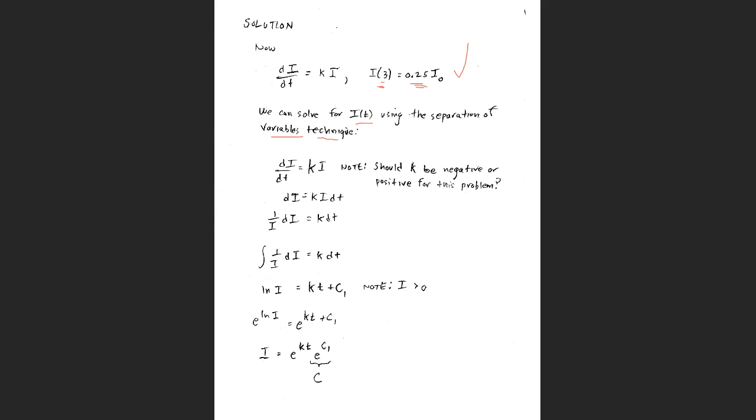So this clearly, even though we could solve this problem either way, let's use separation of variables. Now, right off the bat, I get down to here, dI/dt equals k times I, and I'm wondering, should k be negative or positive for this problem? It should be negative, because it's decreasing. Very good.